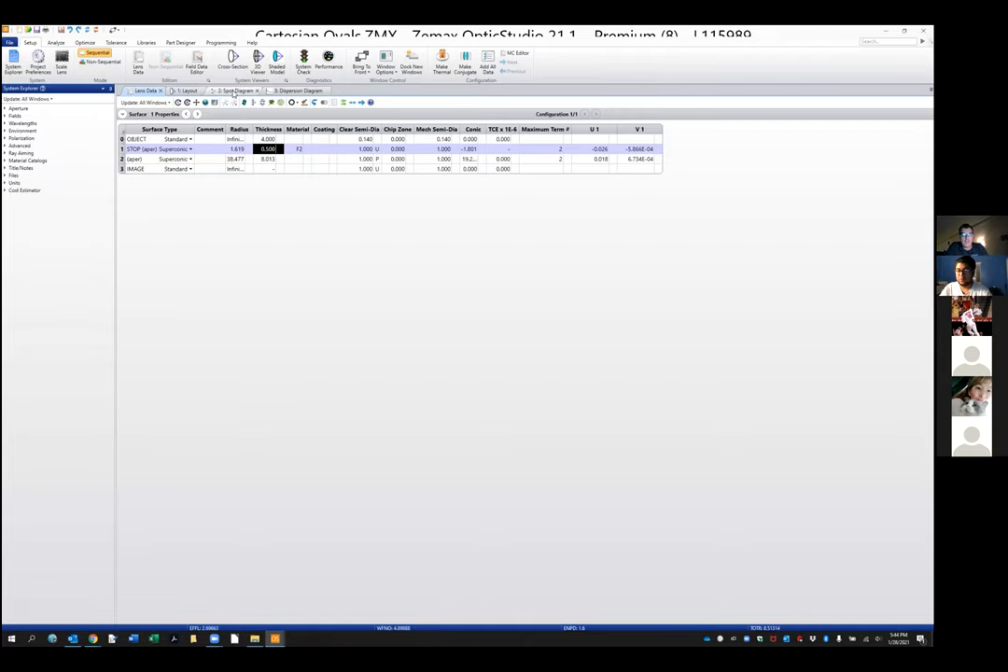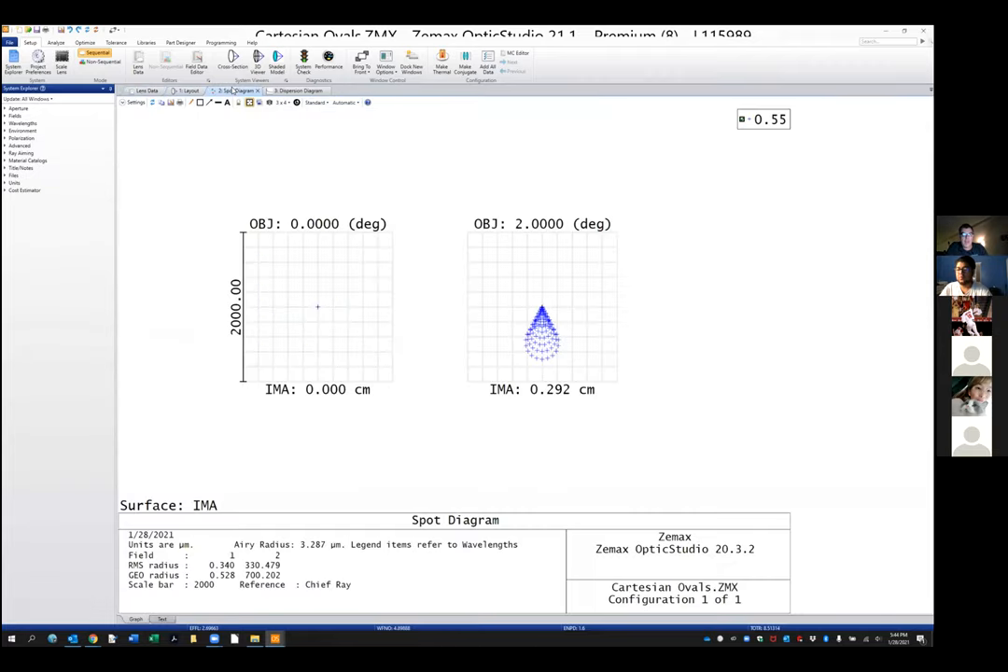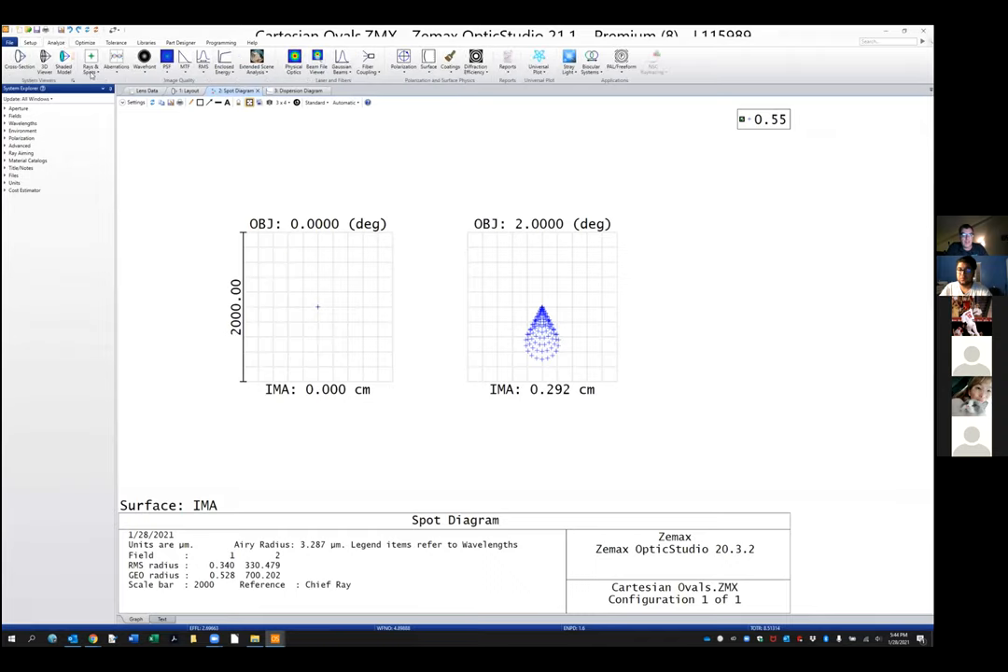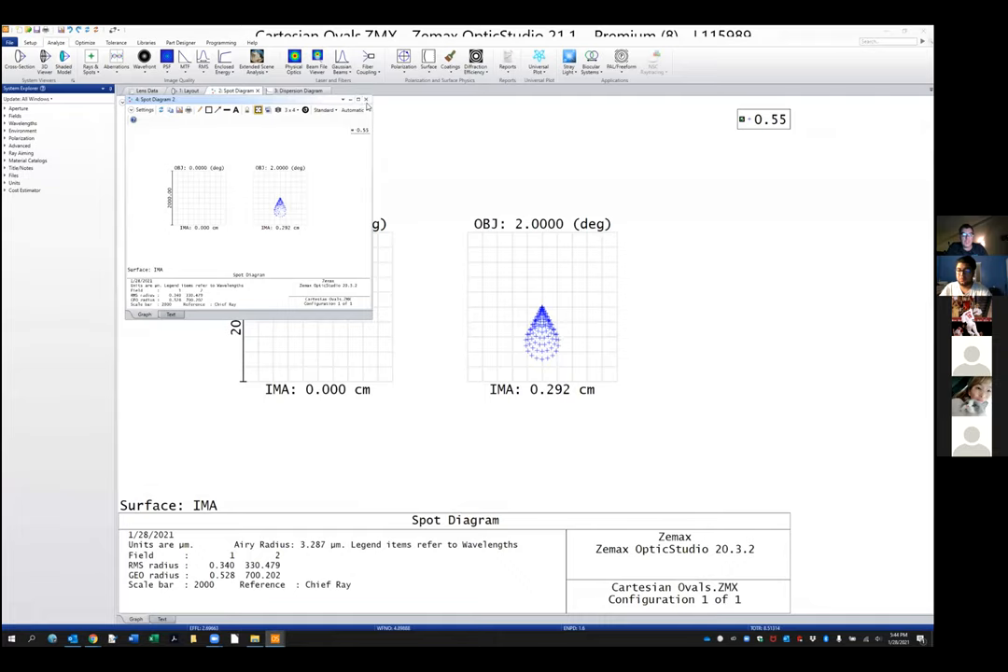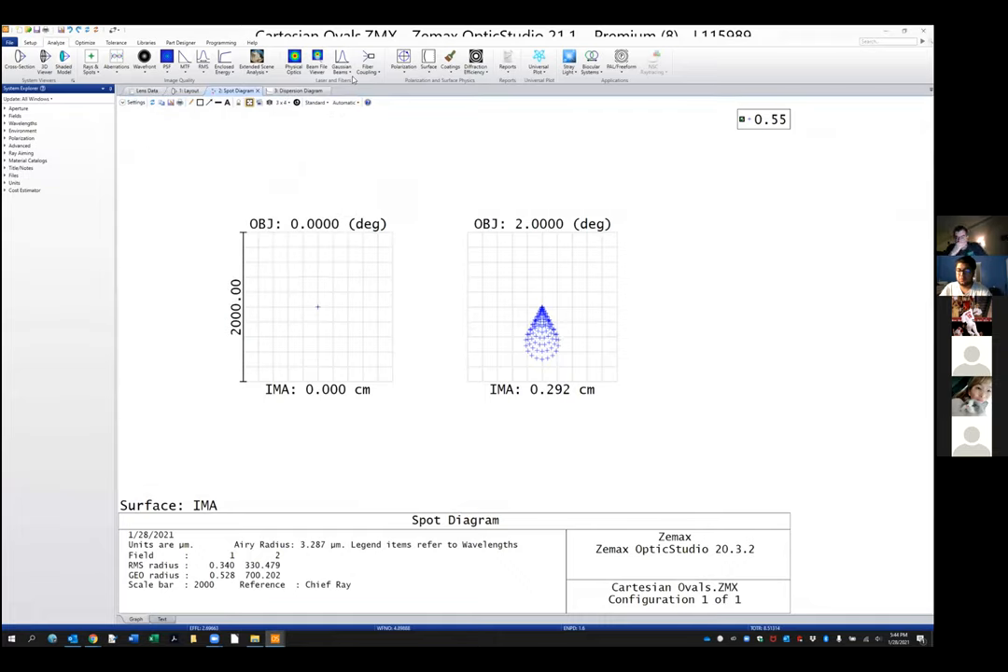Let's talk about the spot diagram. The spot diagram tab might be present on your file, or it might not have been present when you opened it. If it's not, go to Analyze, Rays and Spots, Standard Spot Diagram. I've already got one open, so I don't need to.